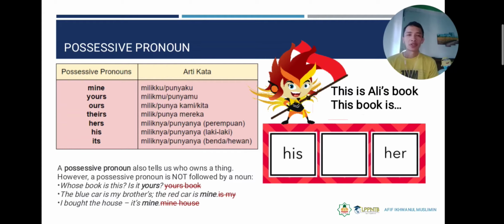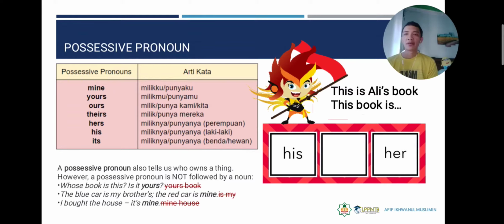There are some types of possessive pronouns like mine, which means milikku or punyaku, yours means milikmu or punyamu, ours means milik kami or kita, because our means us, or we as a subject. Theirs means milik mereka, hers means miliknya for someone who is female, and his means miliknya for someone who is male, and its belongs to something. So with this kind of pronoun, it is not followed by a noun. We have to remove the noun which is owned or possessed by someone.